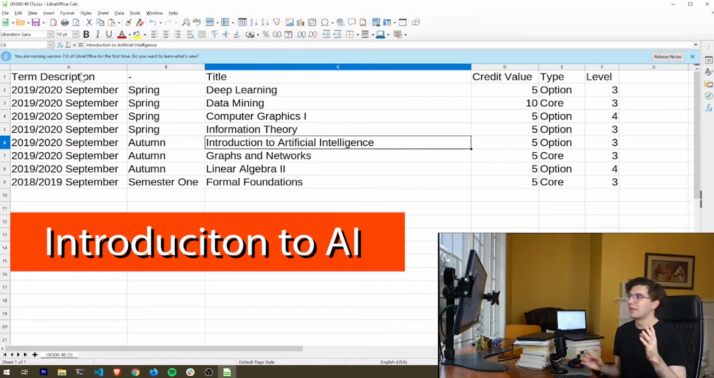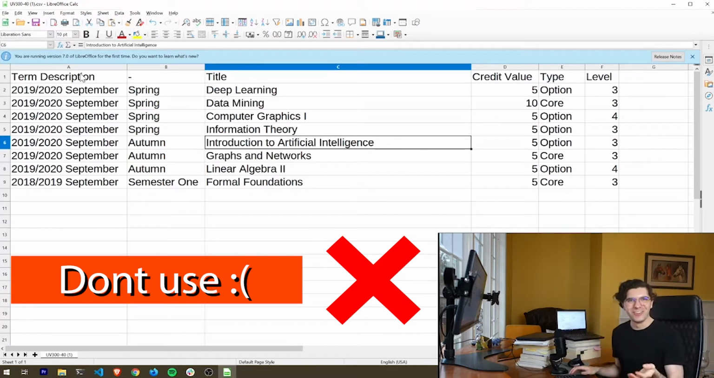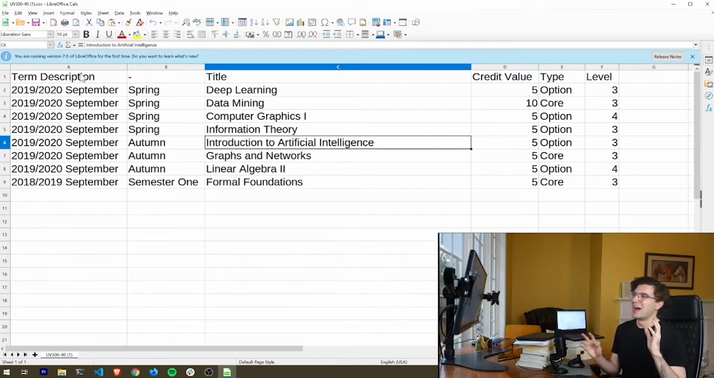Introduction to AI. This was a very interesting class. I didn't really know anything about AI before taking it. I don't use it because I'm not really an AI guy, but I think it's really important to kind of know more about it. Otherwise, I wouldn't know I didn't like it, right? So anyway, let's move on from that.